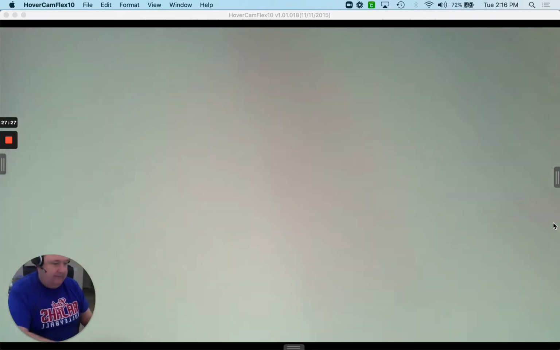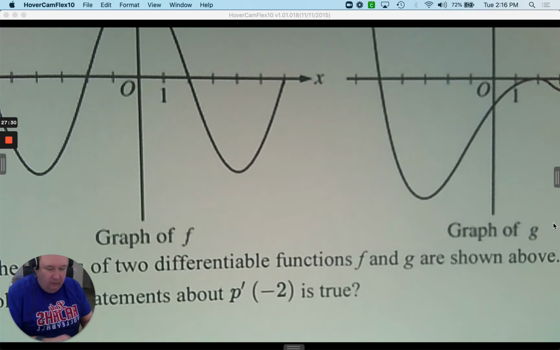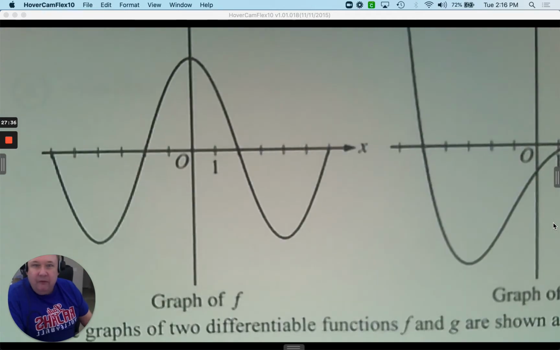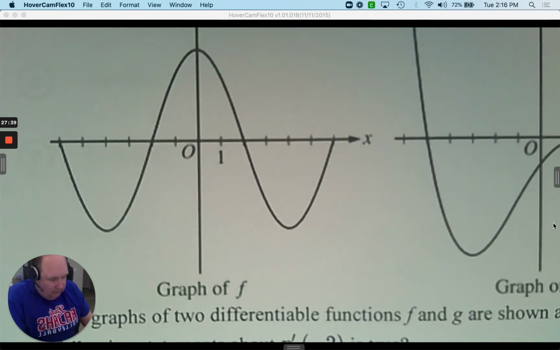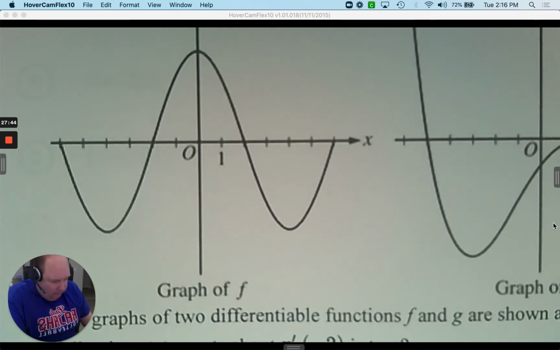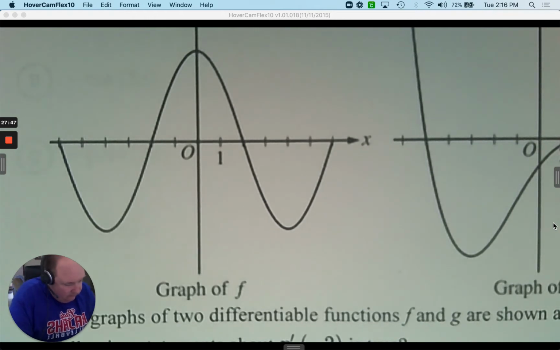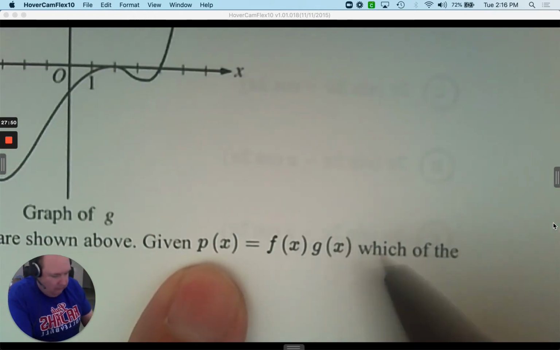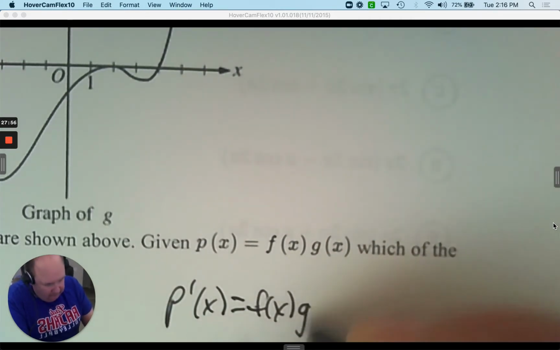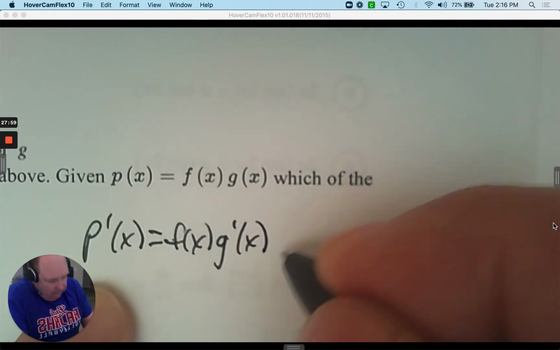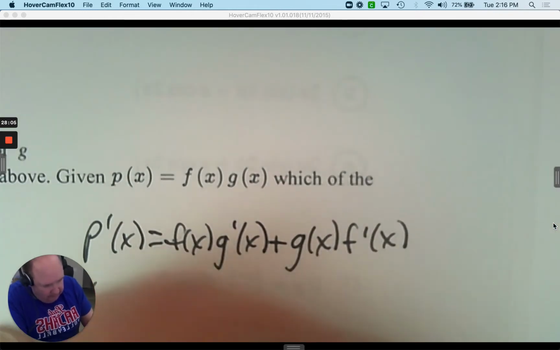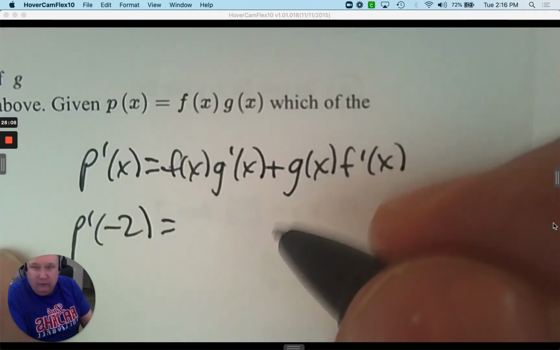Number 15. Some of these are better questions than others as I went through them. Number 15. The graph of two differentiable functions, f and g, are shown above. Which of the following statements about p prime at -2 is true? So p at x equals this. So the derivative of that would be the first times the derivative of the second plus the second times the derivative of the first. P prime at -2, just plug in the values.